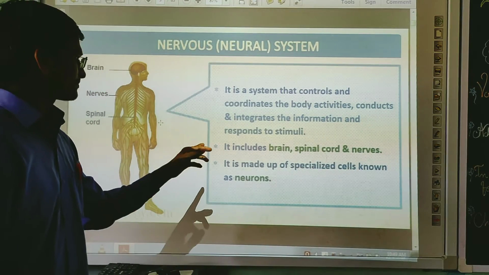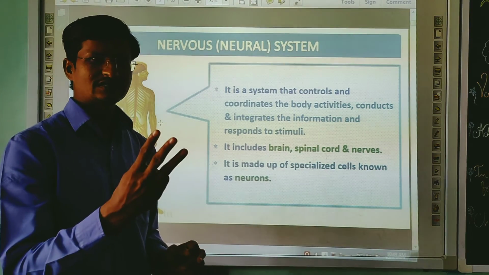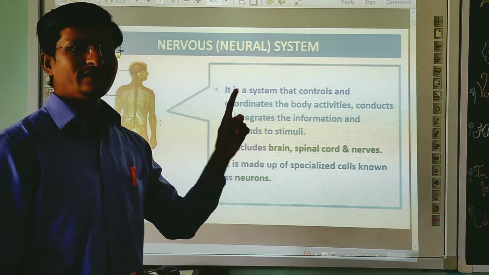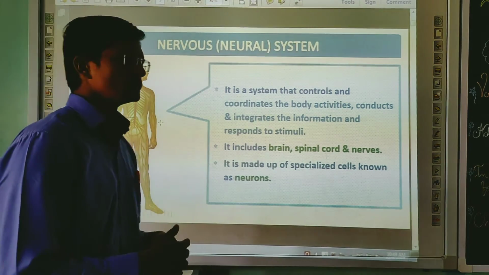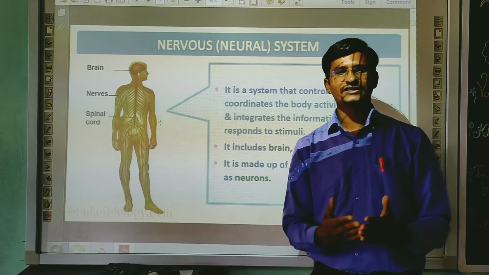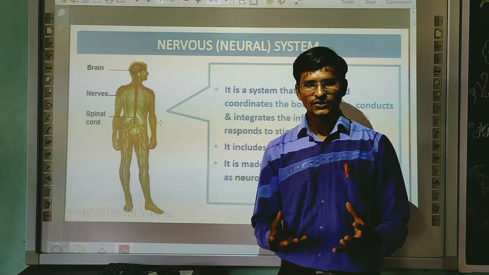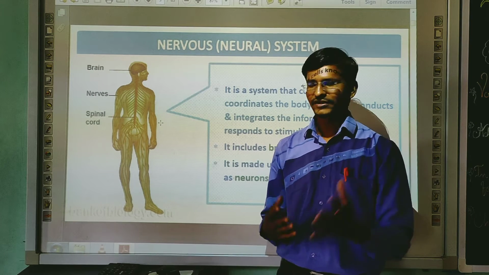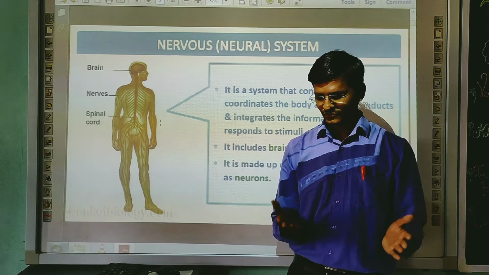So here it includes the brain, spinal cord and nerves. Three main parts in the nervous system, that is brain, spinal cord and nerves, and it is made up of specialized cells known as neurons. You are aware, in 10th standard this was there, that is hormonal control. In the NCERT chapter number 7, the control and coordination type of chapter was there. That already we have discussed.